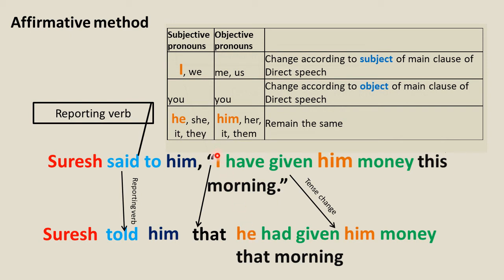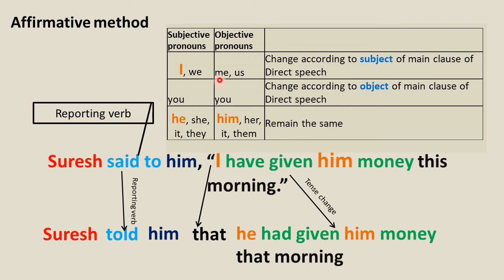Why? Because the first person pronouns are changed according to the subject of the main clause, and what is the subject in this clause? Suresh. So Suresh refers to he. So I may be changed into he. So that's why I becomes he.